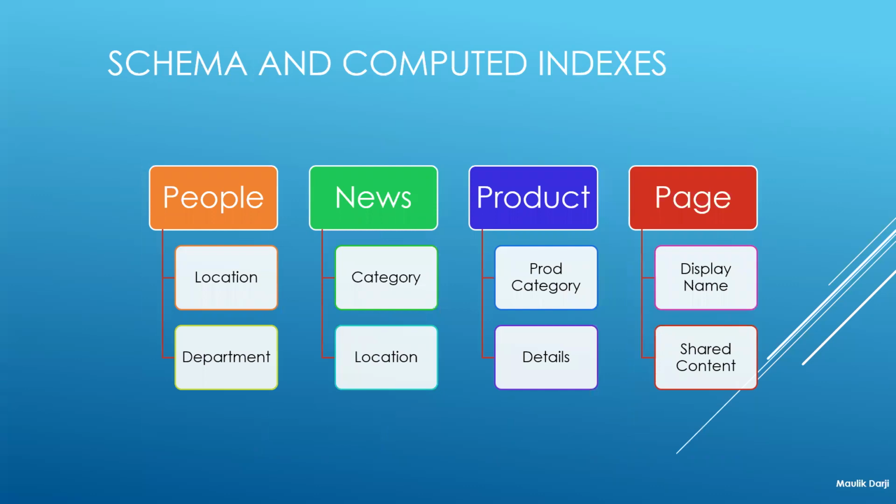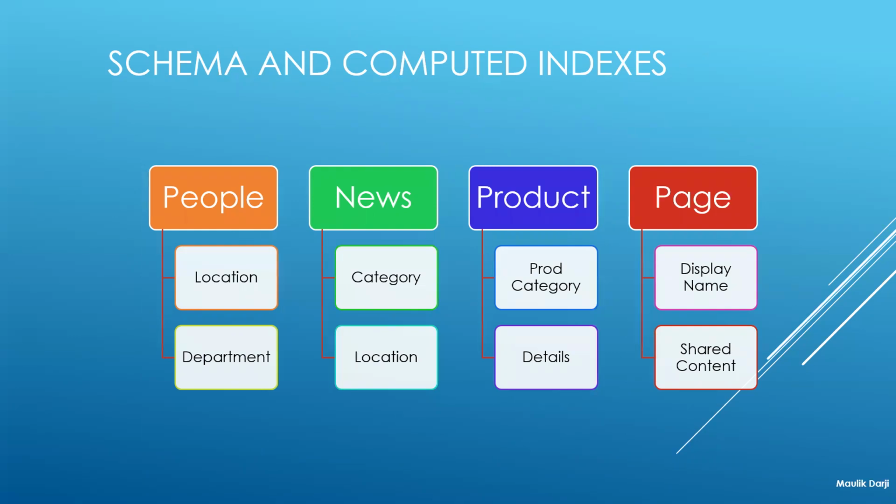Schema and computed indexes. For people, maybe I want location and department; for news, category and locations; for product, category and details; for simple pages, I want display name and shared content. Anything I can put in a computed index.